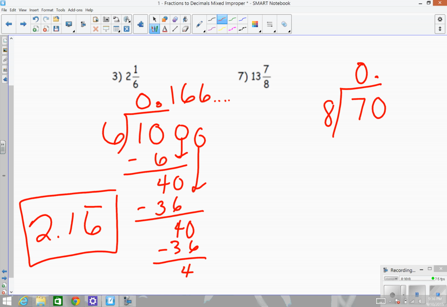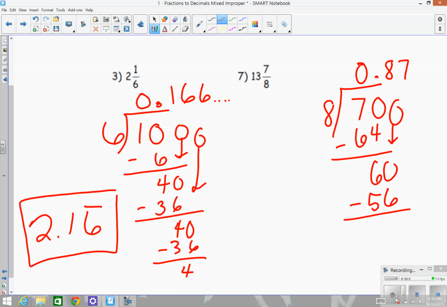8 goes into 70 8 times. 8 times 8 is 64. Subtract, we get a remainder of 6. Bring down a 0. 8 goes into 60 7 times. 7 times 8 is 56. Subtract, we get a remainder of 4. Bring down a 0. 8 goes into 40 5 times. 5 times 8 is 40. We get our remainder of 0. So the fraction 7/8 can be converted into 0.875. Put it together with the 13, we get 13.875.